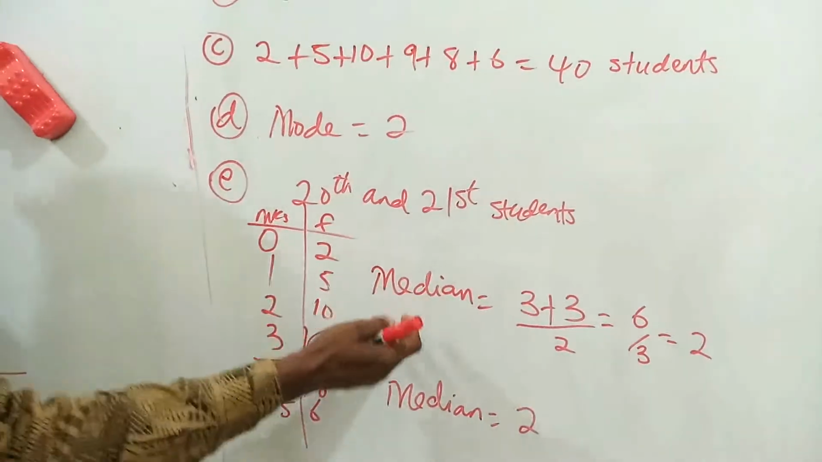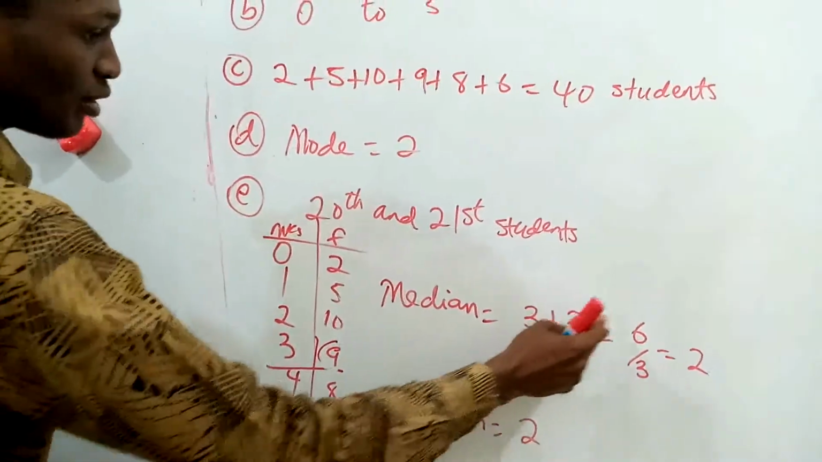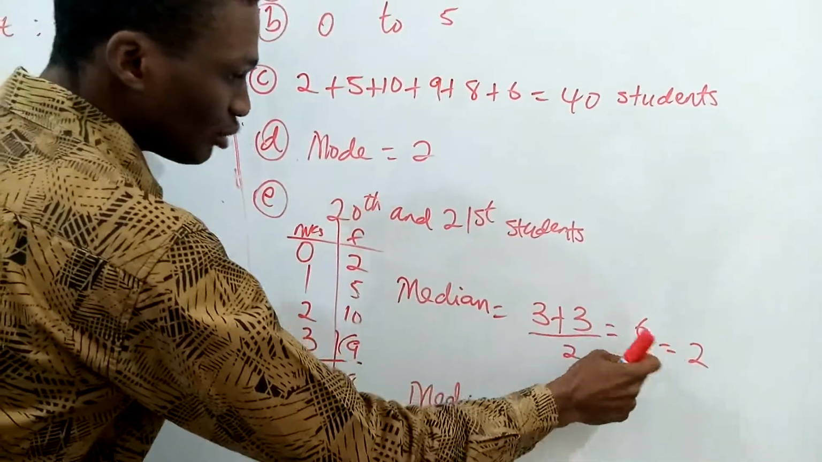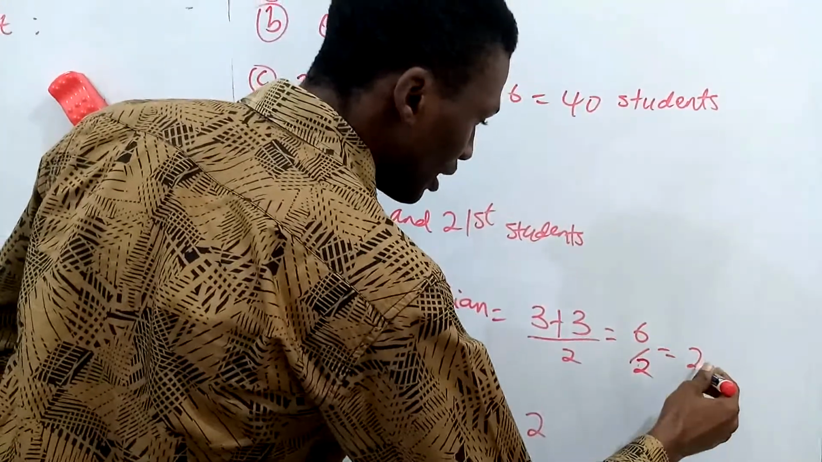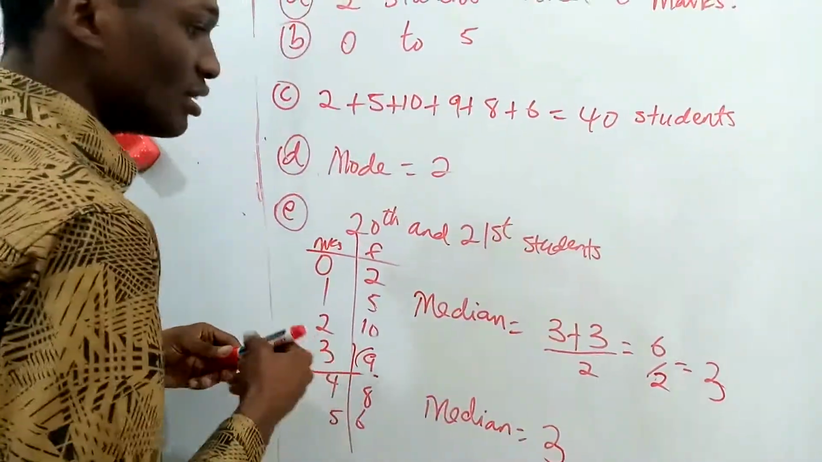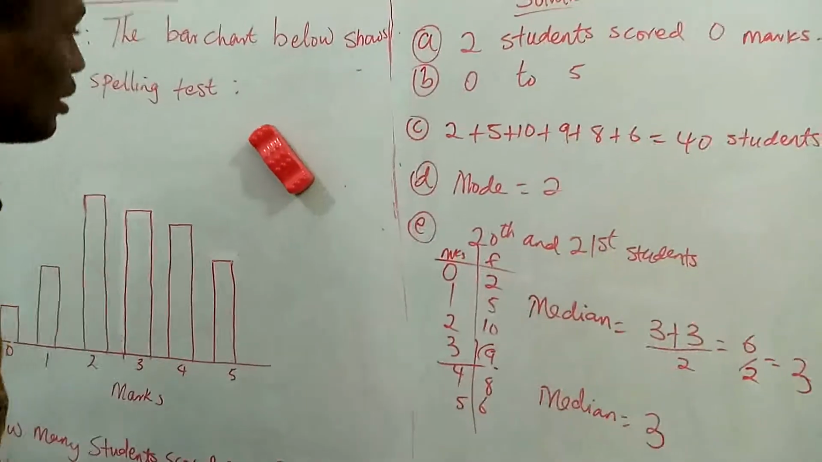So our median will now be the mean, or the average, of these 2 numbers. 3 plus 3 all over 2. 3 plus 3 is 6, all over 2, which is 3. Then our median is 3.